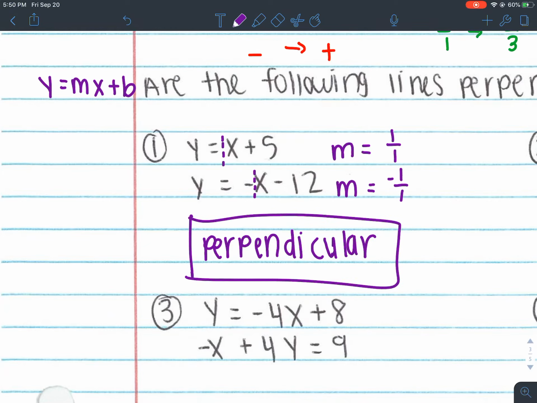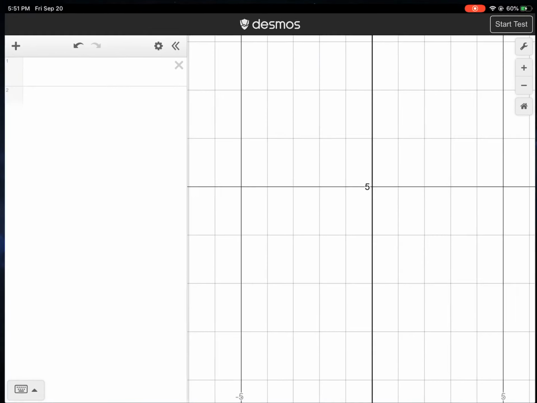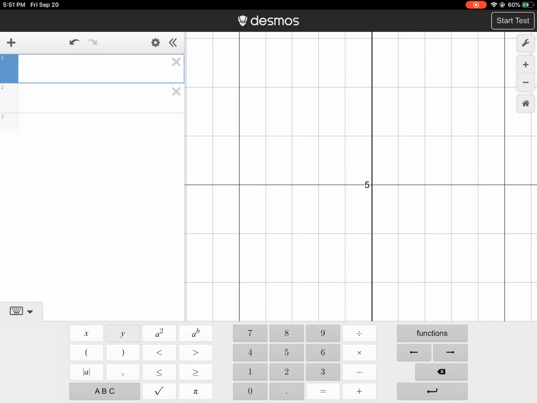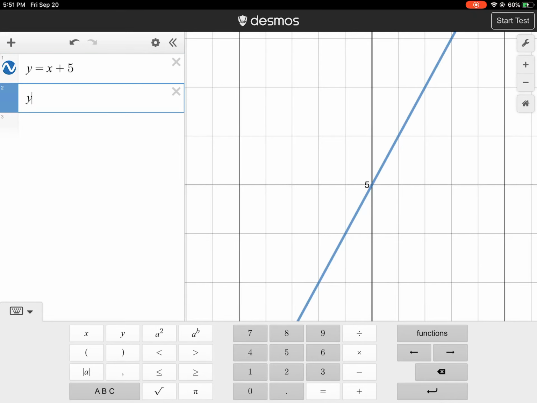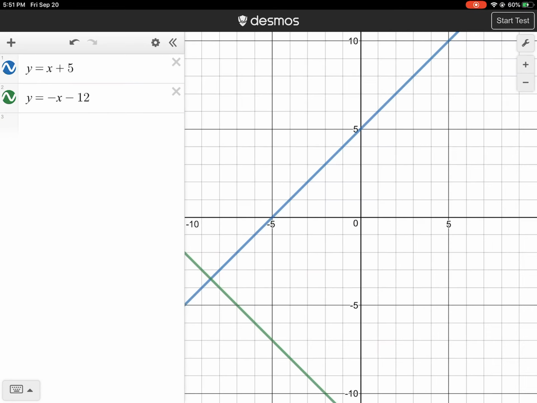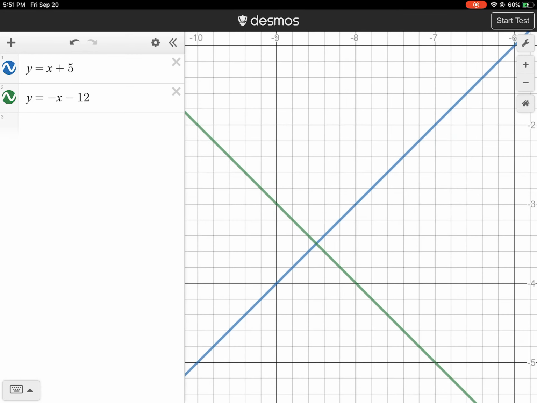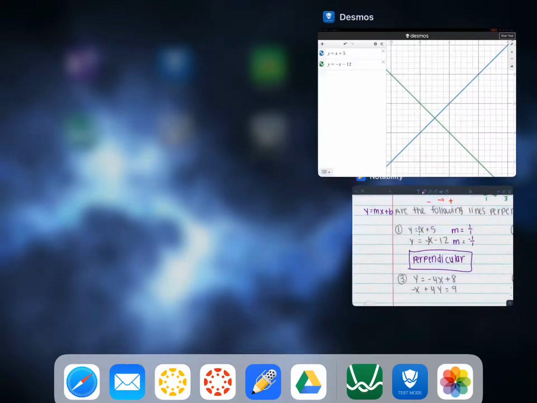And I'll go ahead and graph this one in Desmos for you. So we have y equals x plus 5 and y equals negative x minus 12. So these lines are perpendicular. They cross at a 90-degree angle. So they are perpendicular because their slopes are opposite reciprocals. Again, the opposite of positive 1 is negative 1, and then you would flip it.